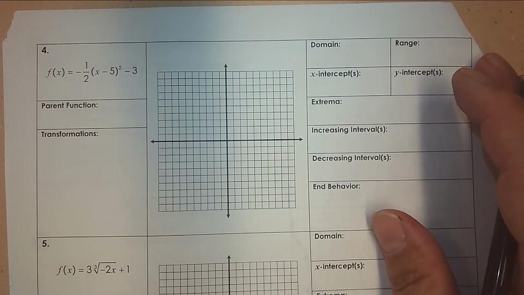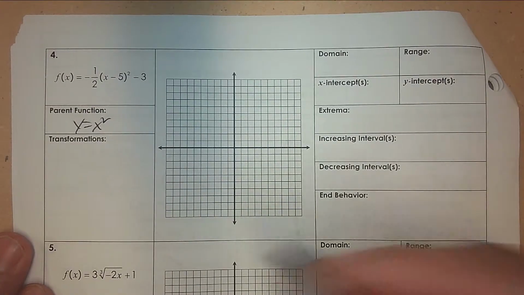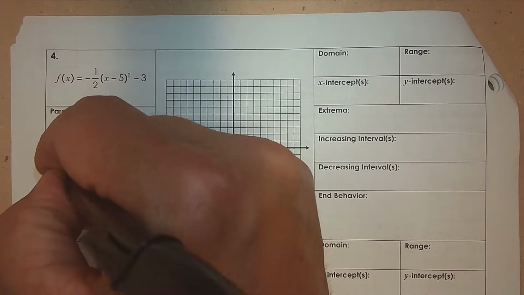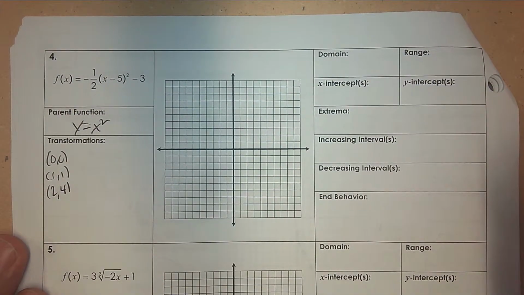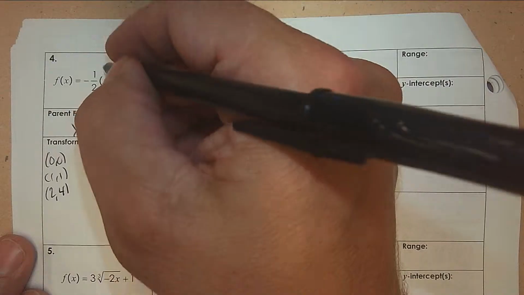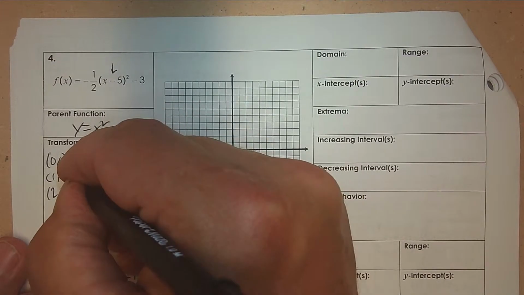All right, understand the parent function. So it's a parabola. It's x squared. What are some parent points? (0, 0), (1, 1). And then 2, if you square 2, it's 4. That's good. I can see inside, we're going to shift to the right 5. That's it. So I'm going to add 5.